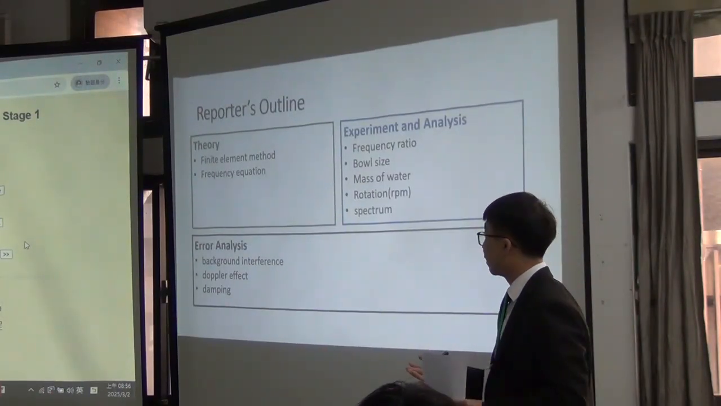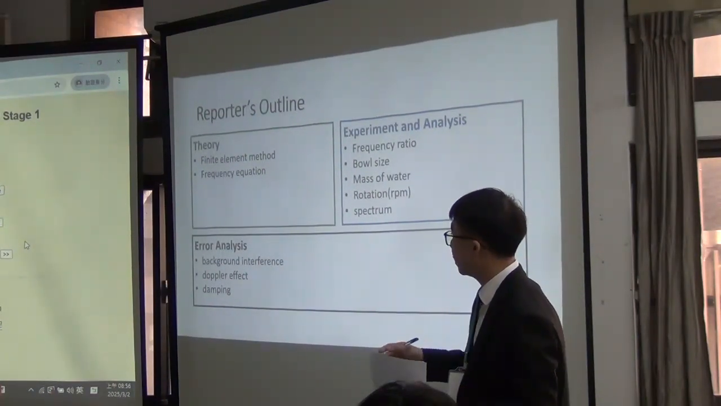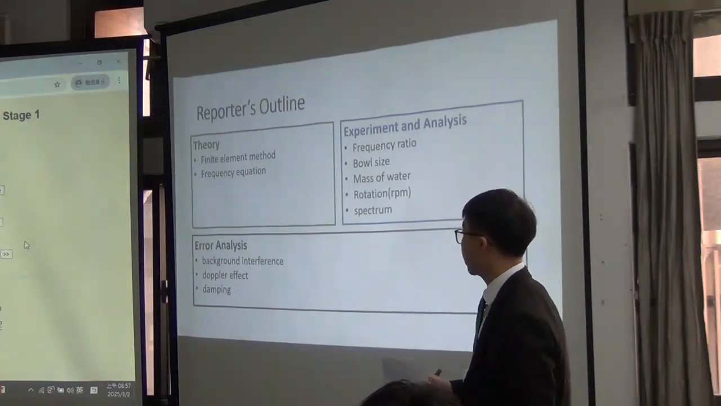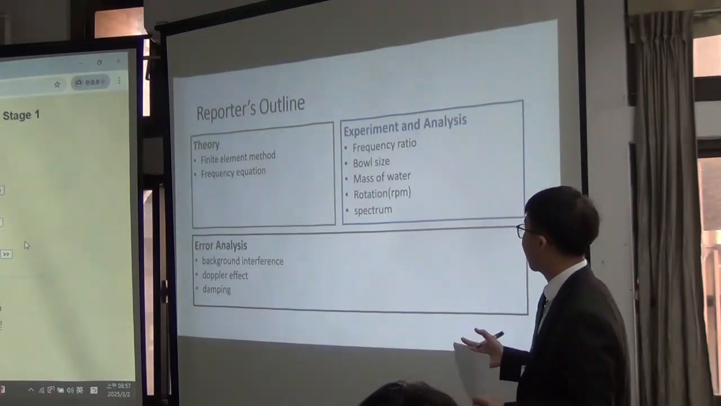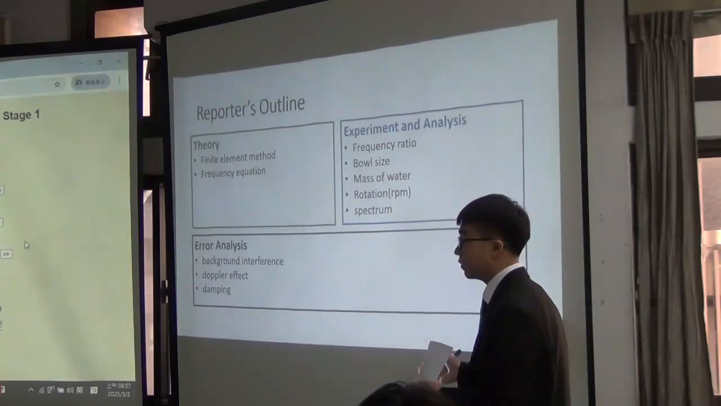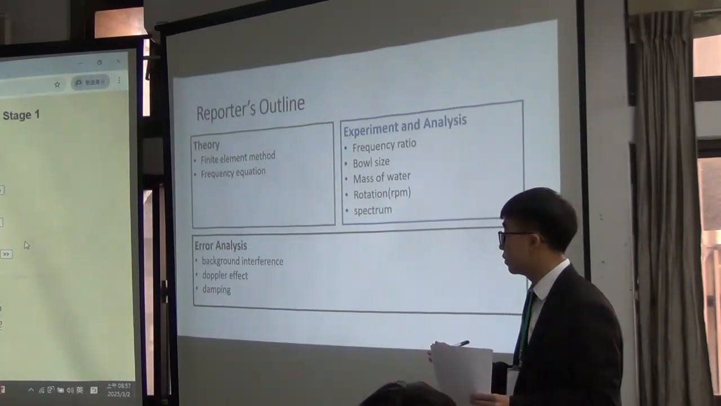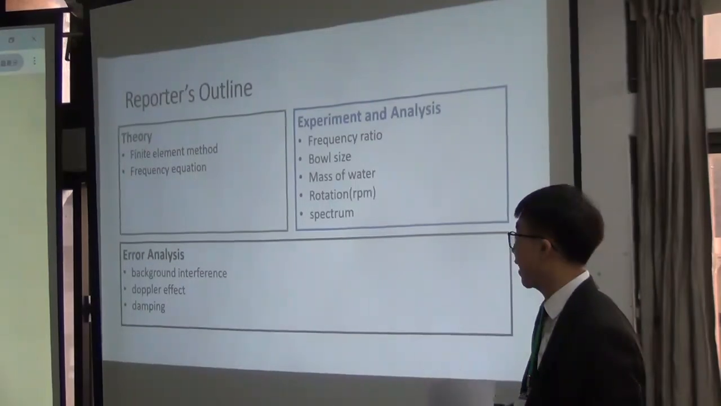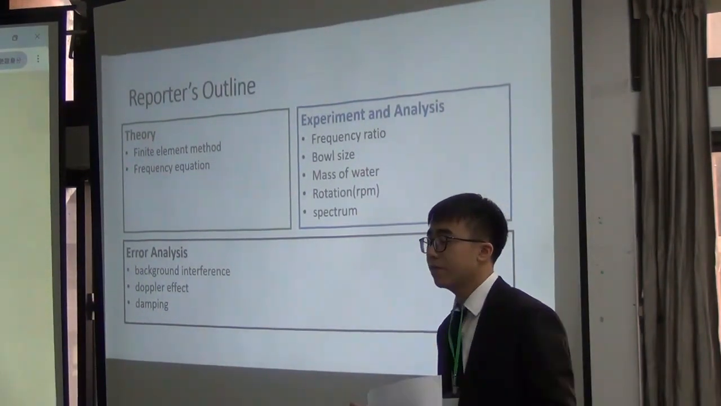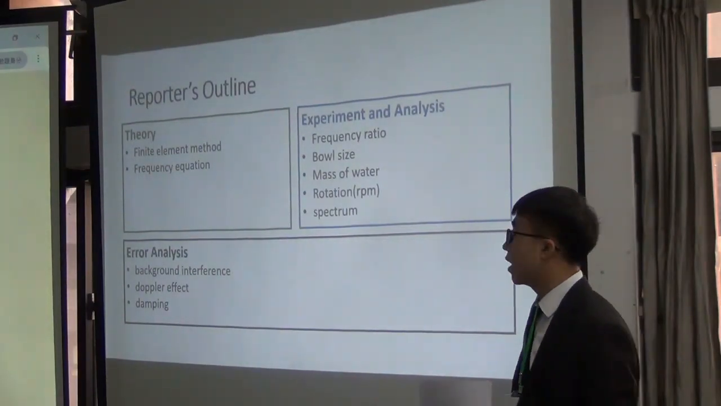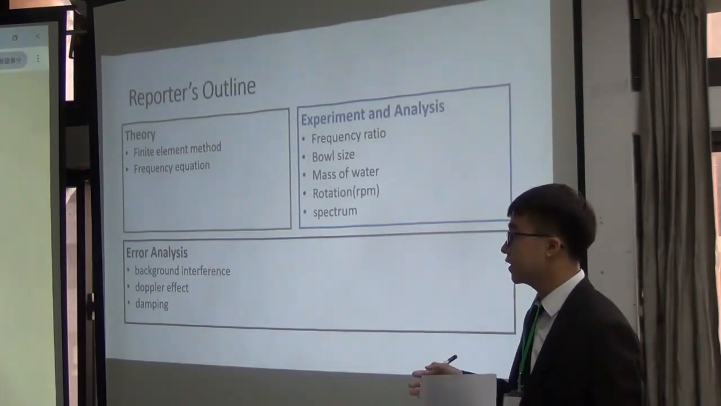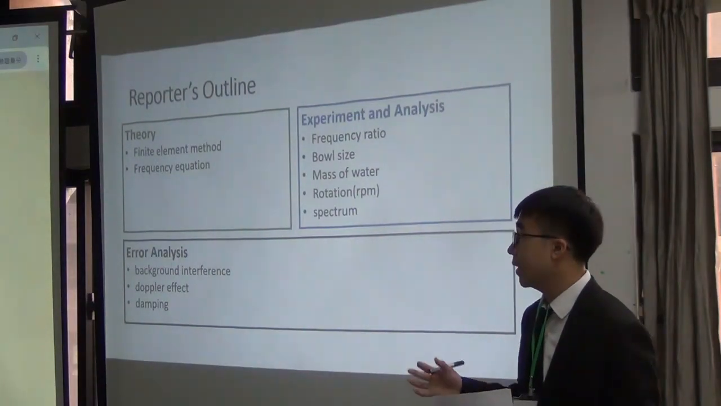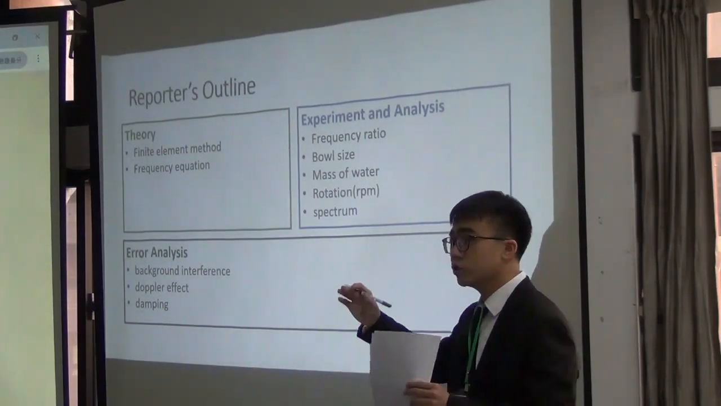Now, let's talk about the reporter's outline. The reporter mainly used the finite element method to test how different parameters affect the sound, and of course, the frequency equation. About the experiments and analysis, the reporter used different frequency ratios with the shaker to change the parameters, which is really precise. About the ball size, they have 3 different sizes, L, M, and S. And of course, the mass of water is one of the influencing factors we need to consider. About the rotation, which is the RPM of the shaker, as previously mentioned, they have done many experiments to minimize the deviation. About the spectral analysis, they mainly use spectral analysis to describe the phenomenon and the frequency of the sound.